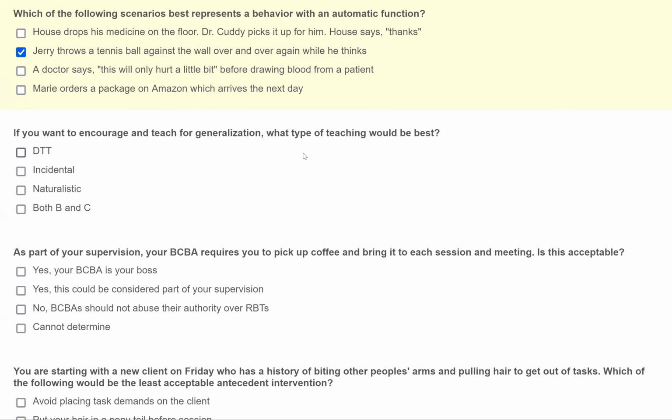So if we want to encourage and teach generalization, what type of teaching is best? Clearly not DTT for the reasons we just listed. We said naturalistic, but what about incidental? Well, incidental is just the same thing as naturalistic. Incidental, you're looking for incidents that you can use as teaching moments. Incidental is very powerful. As an RBT, we should be incidentally teaching all the time, on breaks, during lunch, during play. Incidental teaching is awesome for generalization and maintenance. So if you want to encourage and teach for generalization, you would use incidental or naturalistic teaching. Therefore, D, both B and C.